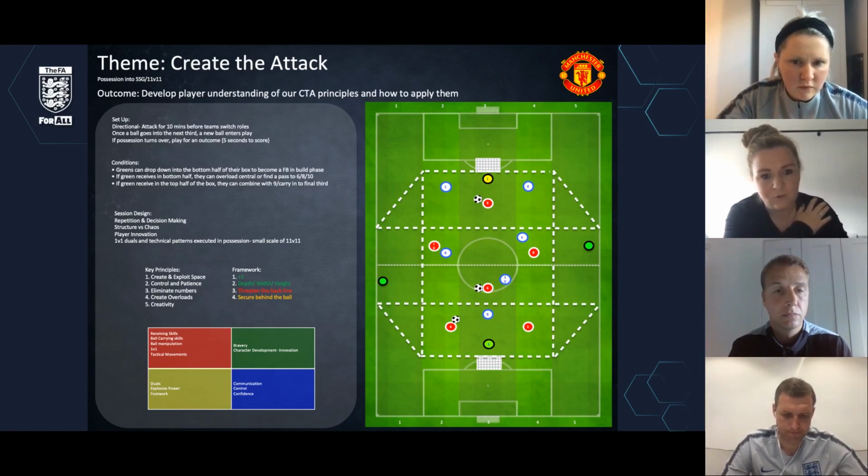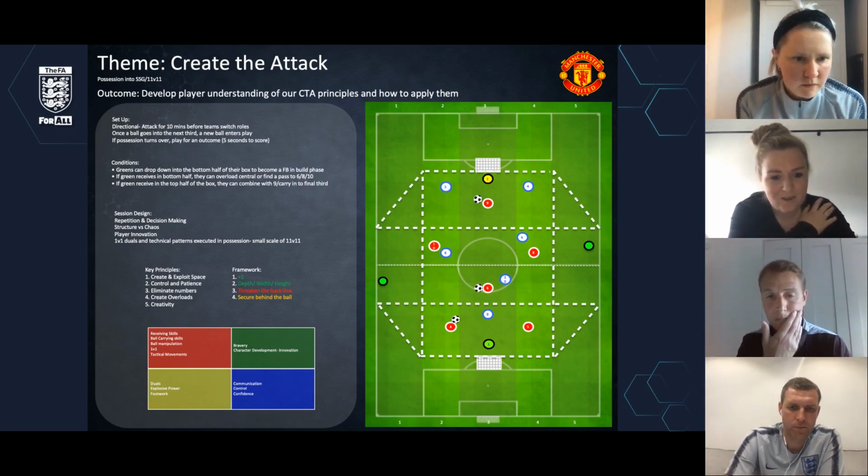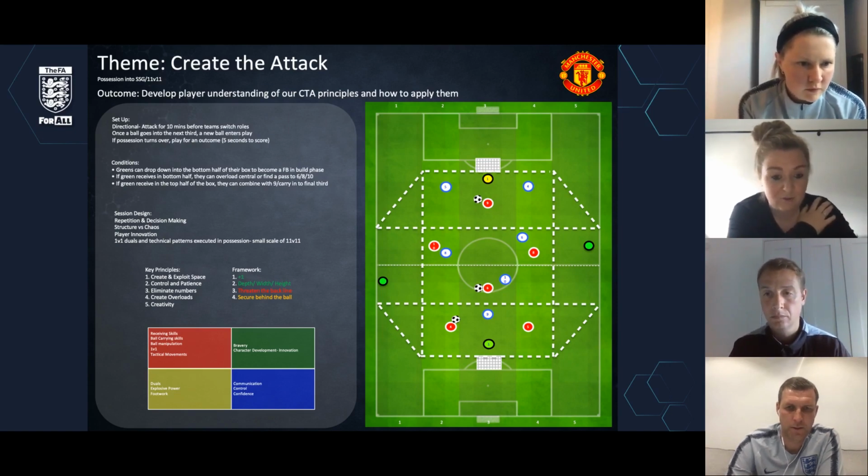But it's also understanding these are highlighted green, orange and red. You're not going to get everything out in one session. So, in this practice design, you're not going to be able to threaten the back line because of the dimensions of the pitch, or it's very unlikely that you will. And you're not going to be able to secure behind the ball because once the ball goes into the midfield third, another ball comes in.